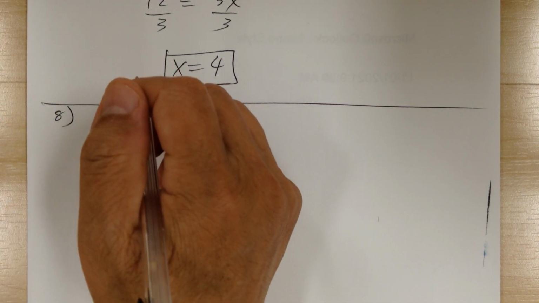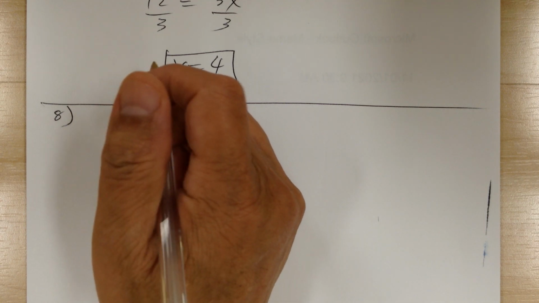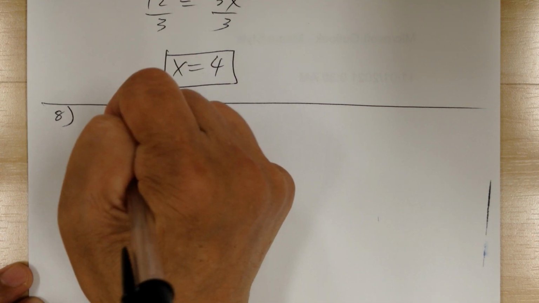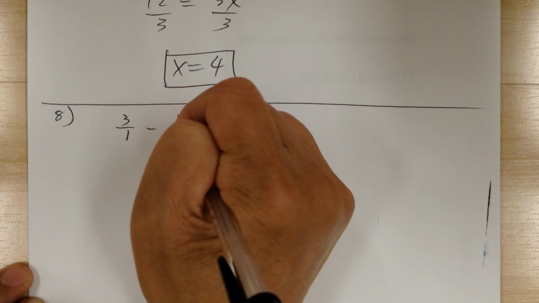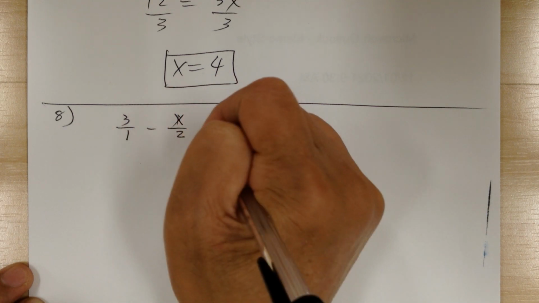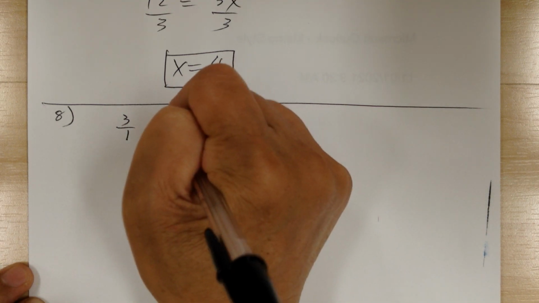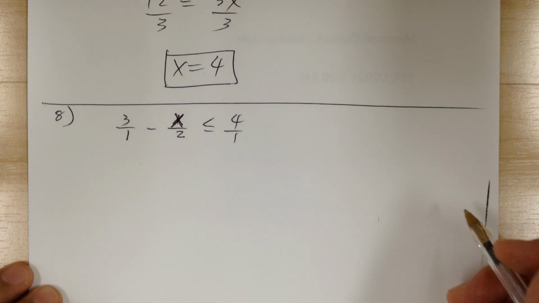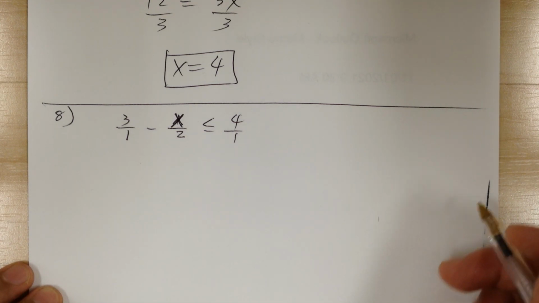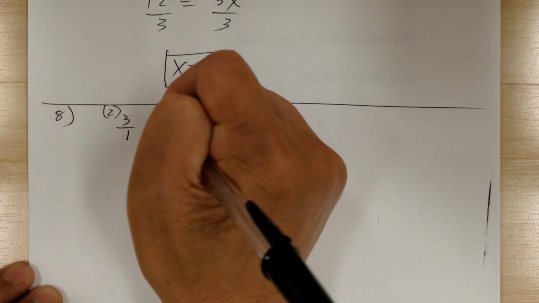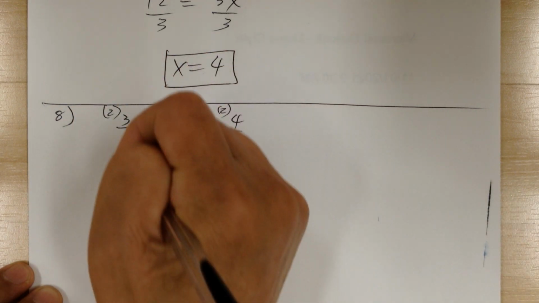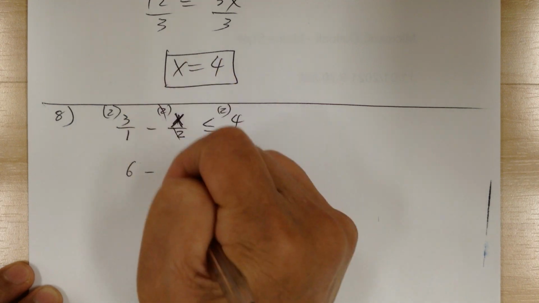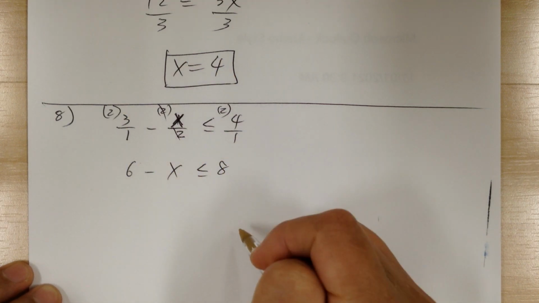Okay, number 8. I'm going to write it in fractional form, so it'll be 3 over 1 minus x over 2 is less than or equal to 4 over 1. Okay, so write it in the fractional form, easier to visualize. First I'm going to get rid of the fraction, so I'm going to multiply by the LCD. So multiply by 2. So it would be 6 minus x is less than or equal to 8.